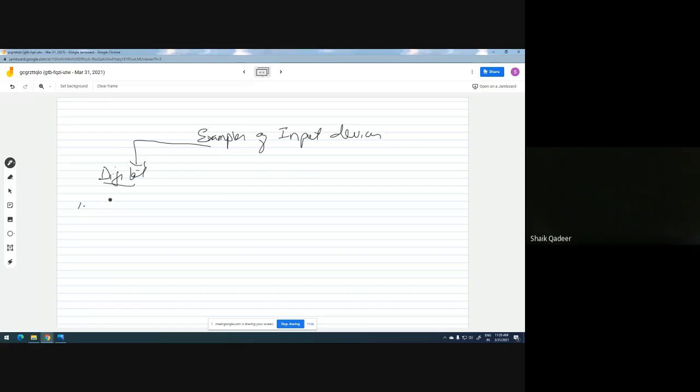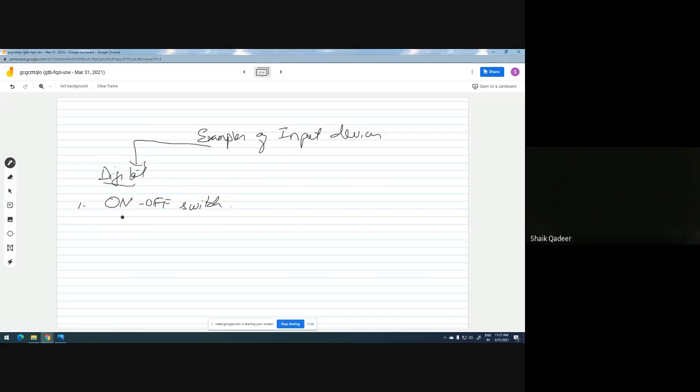Jaldi se bolo. Theek hai. Main bolunga, aap usko acknowledge karna. On off switch. Agree or not? Yes. Can you justify? Actuators. Can you justify on off switch is falling in the category of digital input devices?